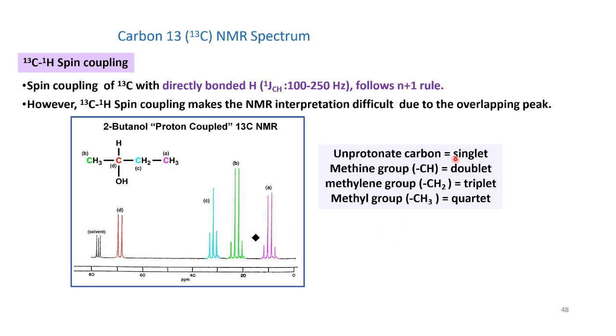So for unprotonated, we'll get a singlet. Then for 1 proton, we'll get a doublet. For 2 protons, triplet. And for 3 protons, it is quadruplet.